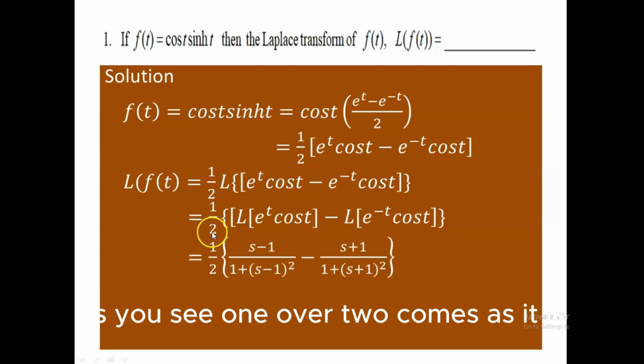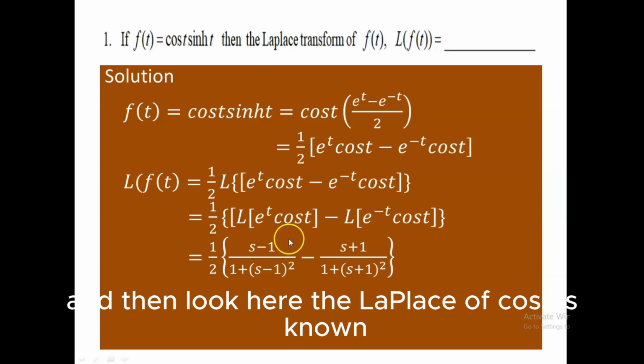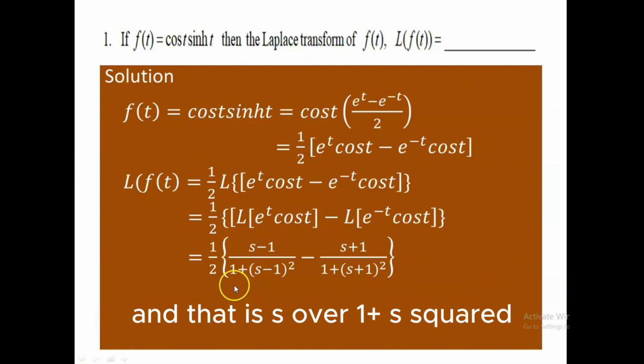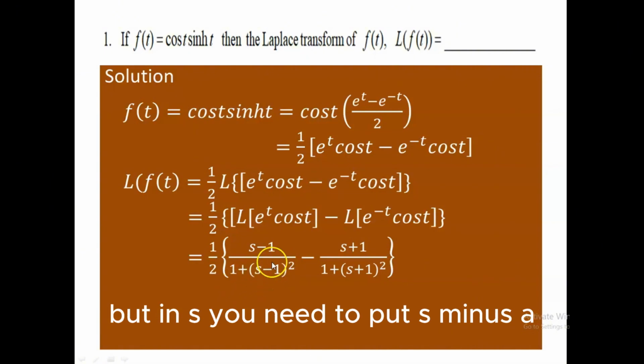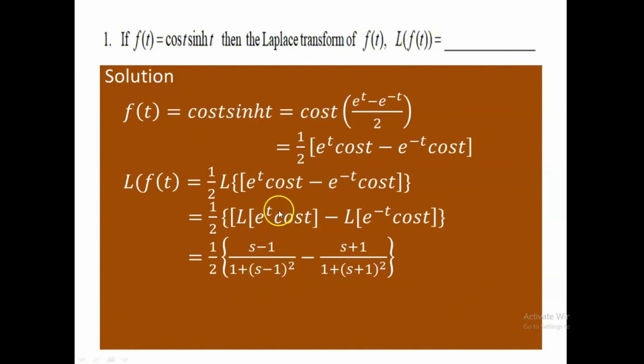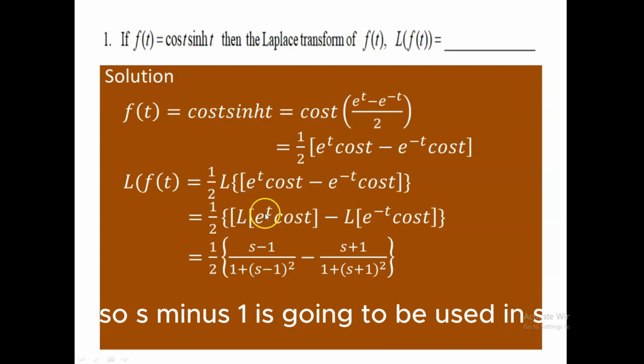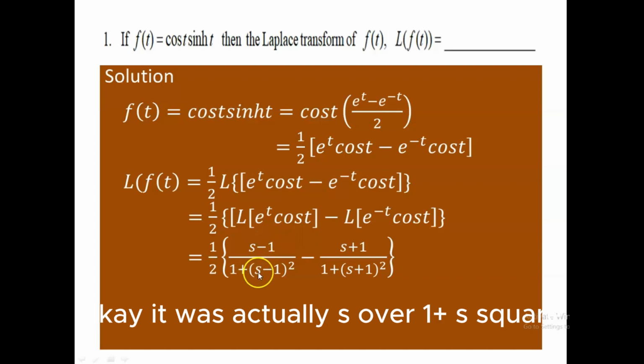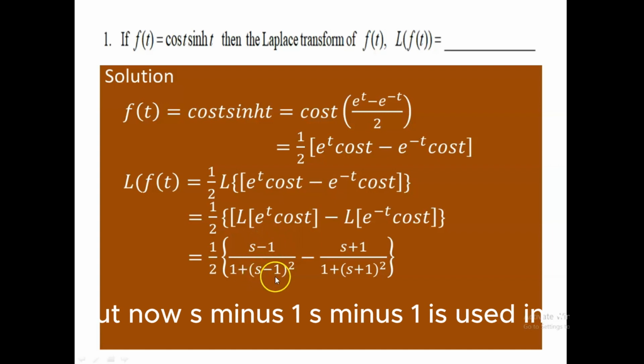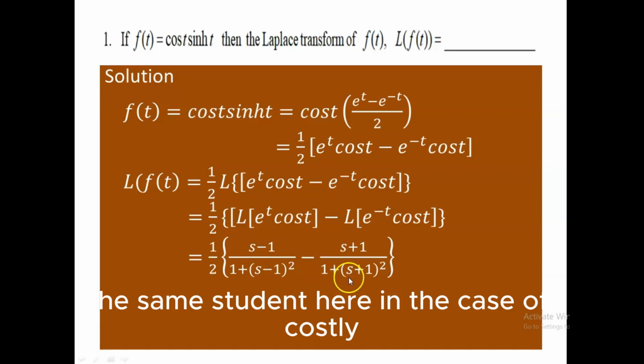As you see, 1 over 2 comes as it is, and then look here, the Laplace of cos t is known, and that is s over 1 plus s squared, but in s you need to put s minus a, where your a is here 1 because the coefficient of t is 1, so s minus 1 is going to be used in s. It was actually s over 1 plus s squared, but now s minus 1 is used in s. The same is done here.